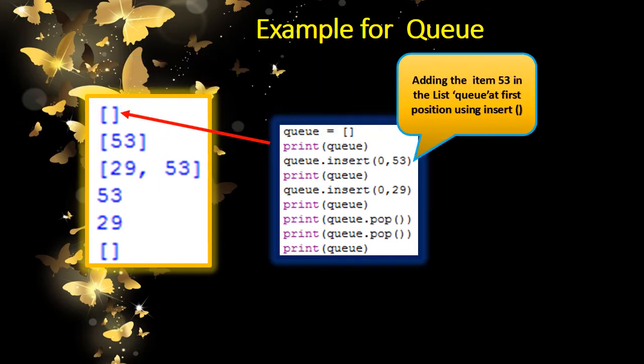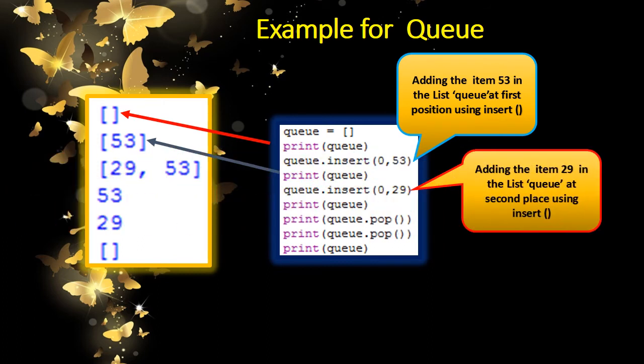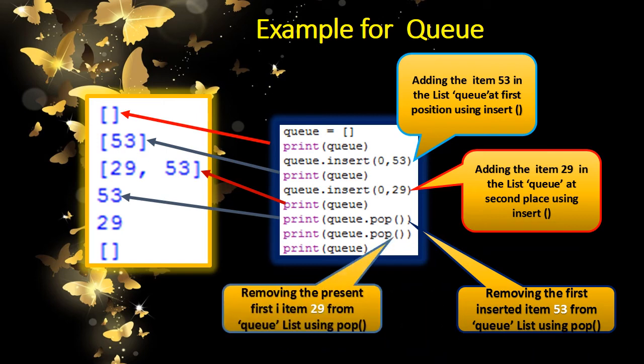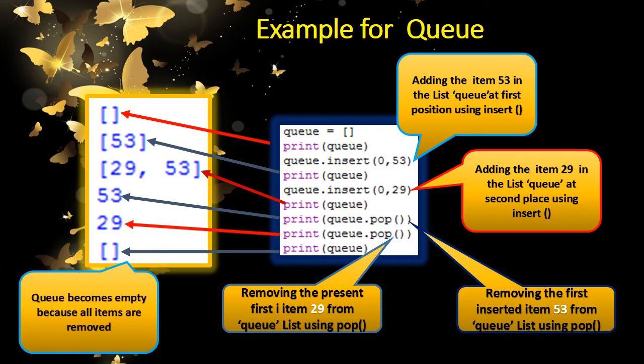Next we insert an element at the zeroth position: first, 53 is inserted. Then one more item, 29, is inserted at the first position. But the actual queue order is 53 first and 29 second. So if we pop, 53 is removed because the first item entered is 53. Using the pop function we remove 53, and next 29 is removed. Now no more items, so the queue displays empty. So in a queue, the item that enters first is also removed first.